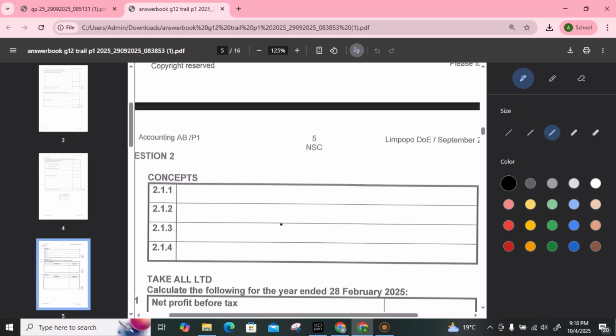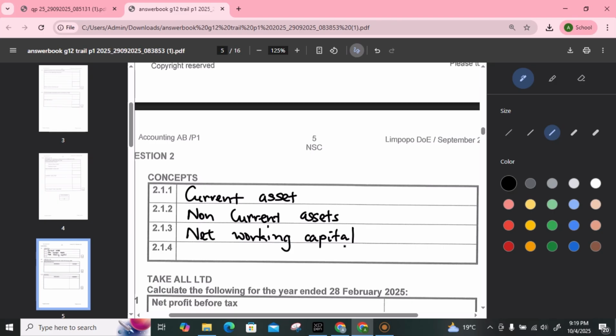So question 1, it is current assets. Question 2 from our revision, it is non-current assets. Question 3, net working capital. And question 4, statement of comprehensive income. Alright, so all in all here we are working for 4 marks. Now we should move on to the next.